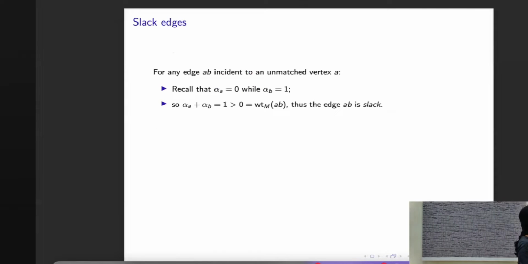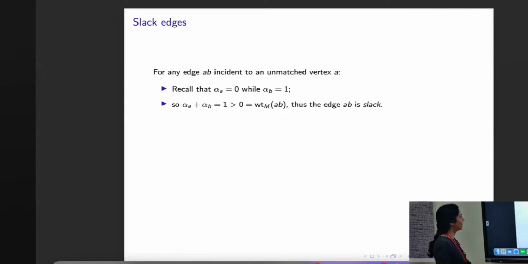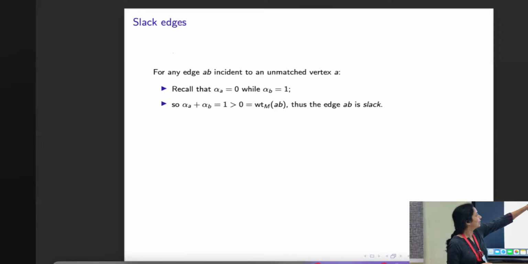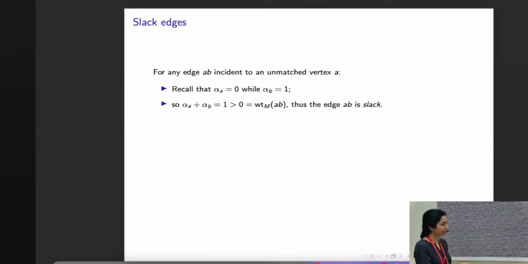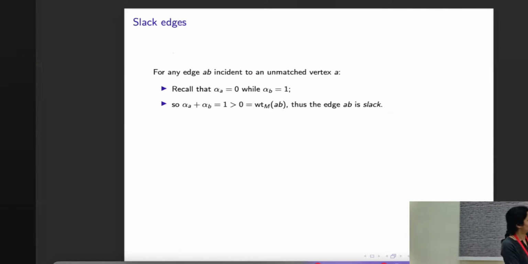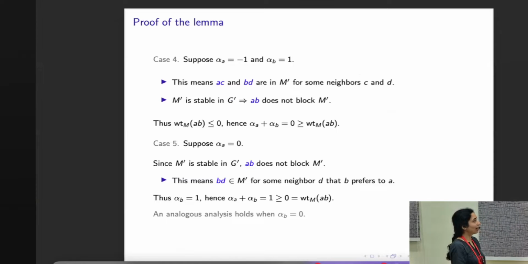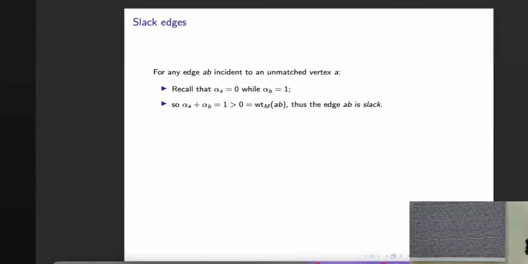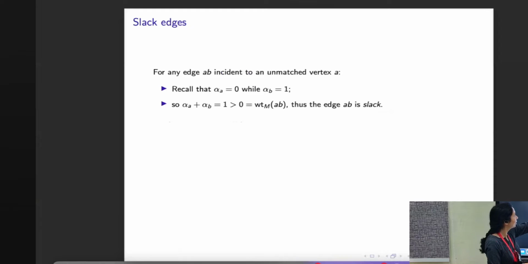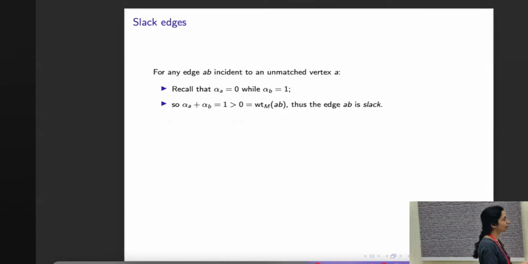So let's look at any edge incident to an unmatched vertex A. Recall that alpha A is 0 while the other endpoint had alpha value plus 1. That was this analysis, I'm just going back to it. So the constraint is slack. The left hand side is plus 1, the right hand side is 0. So this is not a tight constraint, it's a slack constraint.